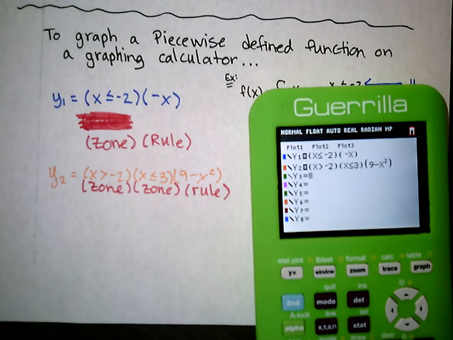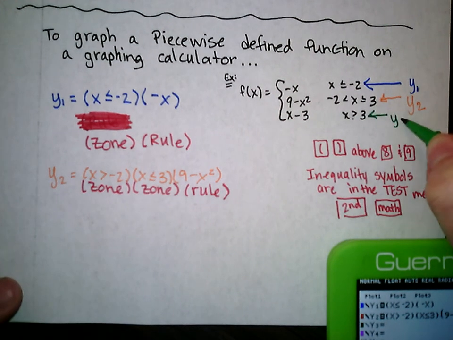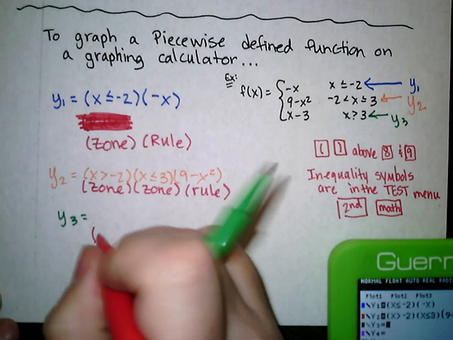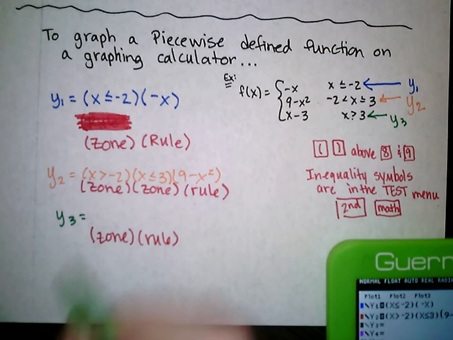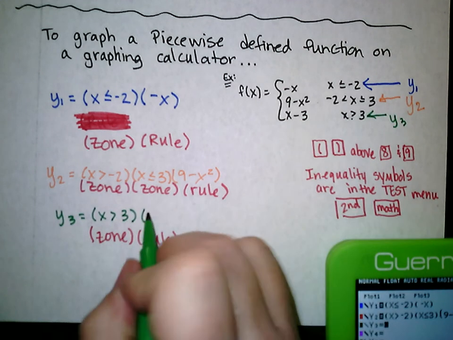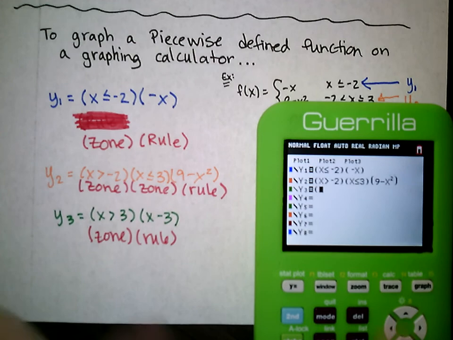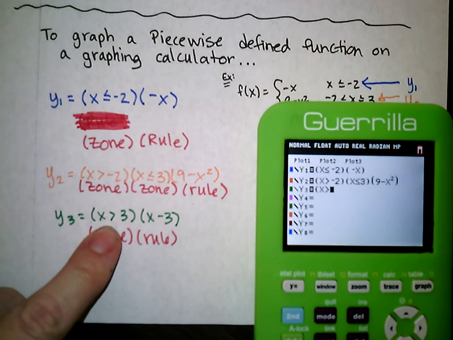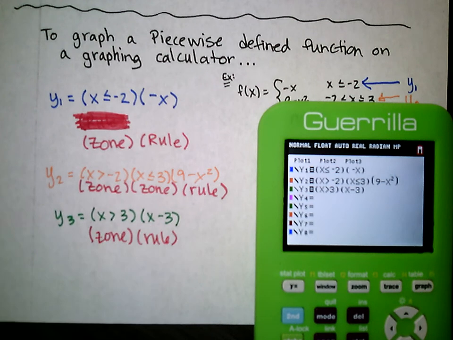Okay. Then in y3, again, I've got only one inequality, so zone, rule. So my zone is going to be x greater than 3. My rule is y equals x minus 3. So I just put x minus 3. Okay. Then I'm going to go look at my graph.